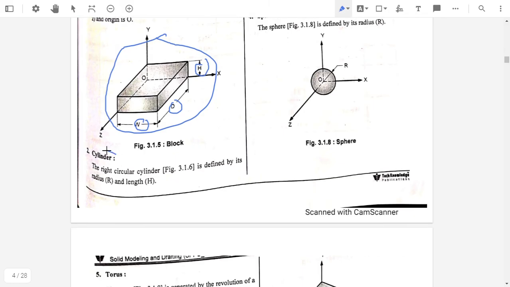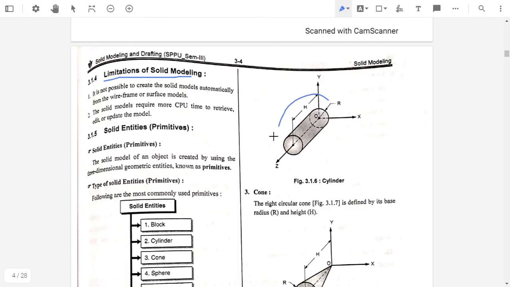The second one is a cylinder. If we want a cylinder with different dimensions, how can we create it? We can create it by changing its height h and the radius r. If we require a cylinder of height 10 centimeters and diameter, suppose, 20 centimeters, then we can design it by changing its dimensions. So this is another primitive.